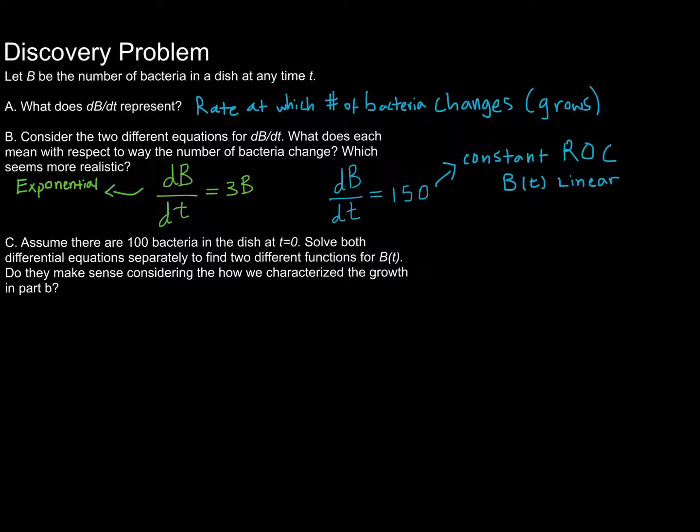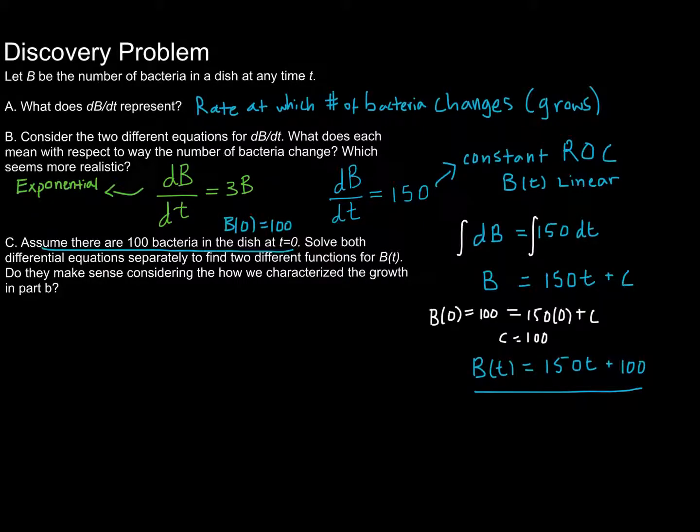Let's assume that there are 100 bacteria in the dish at t equals 0. So that's your initial condition. Solve both differential equations separately to find two different functions for B of t. Do they make sense considering how we characterized the growth in part b? Go ahead and do that, and I think you'll know exactly what to expect for each one, so you can tell whether you're on the right track or not. Go ahead and start with the blue function here.